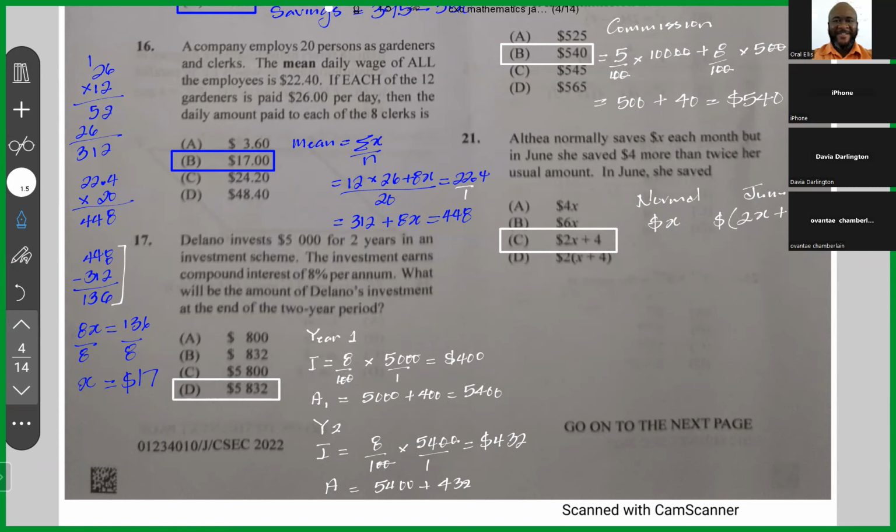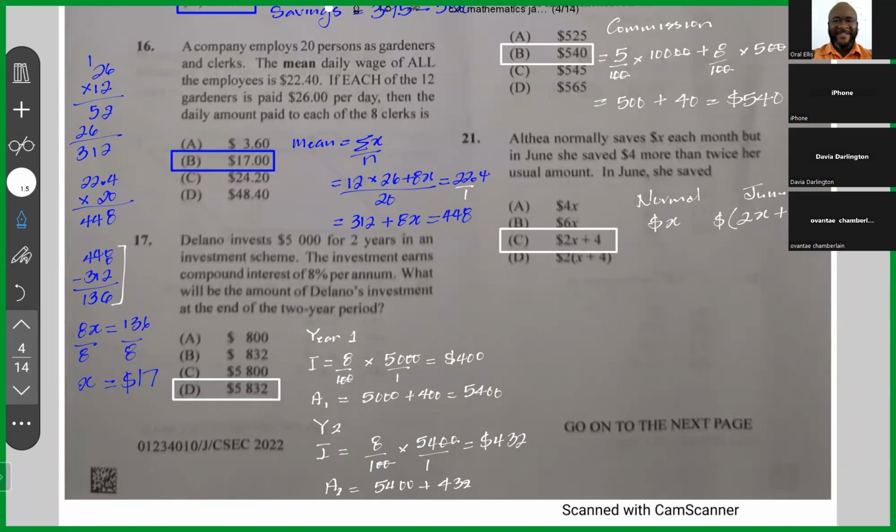The interest is always 8%. So in year 2, the interest is 8% of the 5,400, which is $432. And now the amount that is owed to Delano at the end of year 2 would be what he started with, 5,400, plus the interest, which is $432. The total that is owed is $5,832.